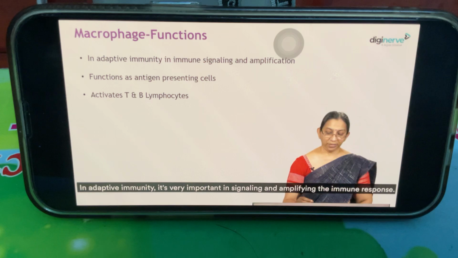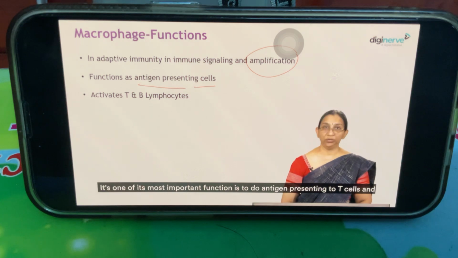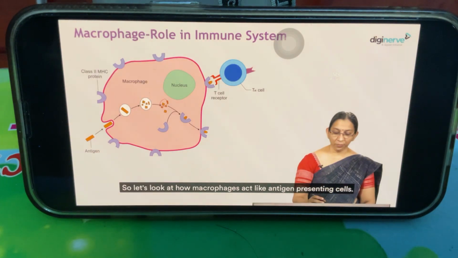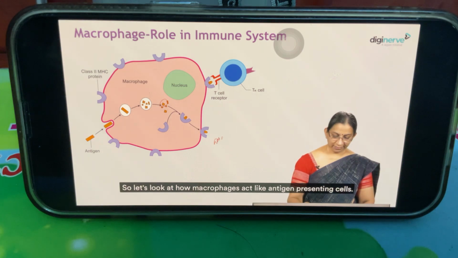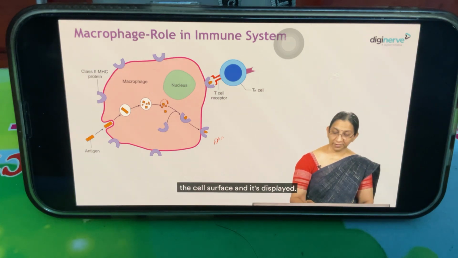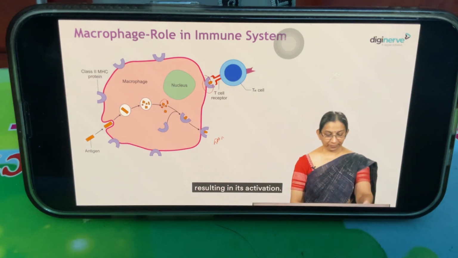In adaptive immunity, it's very important in signaling and amplifying the immune response. One of its most important functions is antigen presenting to T cells, and thereby it activates both T and B lymphocytes. So let's look at how macrophages act like antigen-presenting cells. You have the antigen, which is taken up inside the macrophage. It's broken down, and a piece of the antigen is attached to MHC class 1 protein, and this then moves to the cell surface and it's displayed. This combination of MHC and the antigen is then recognized by the appropriate T cell, resulting in its activation.